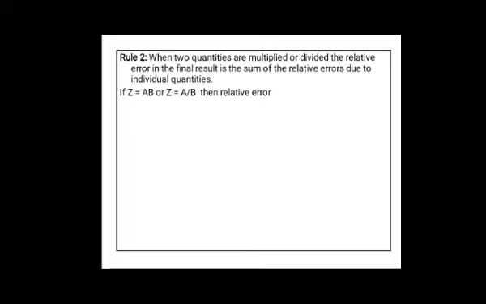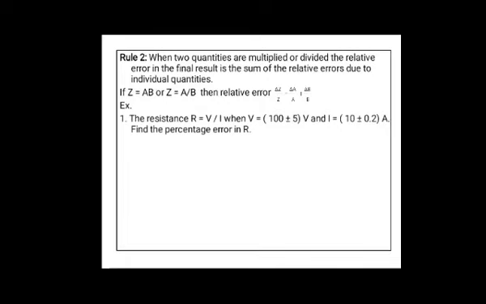If Z is equal to A into B, two quantities are A and B, multiply it, you will get A into B. Or say you are dividing, Z is equal to A divided by B, then relative error can be written as delta Z divided by Z is equal to delta A divided by A plus delta B divided by B. In both the cases, like in multiplication as well as in division, the relative error will be delta A by A plus delta B by B.